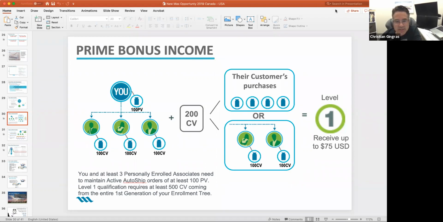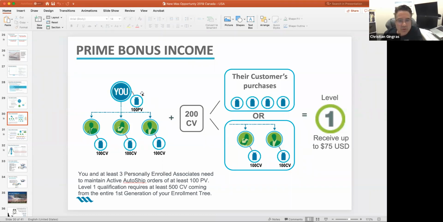When you start your business, the way you build it is by qualifying for prime level 1. To qualify for prime level 1, the company states that you need to have at least 3 people enrolled as an associate, and that they're consuming at least 100 CV. If you recall, that's the autoship qualification that we talked about at the beginning of this presentation with the compensation plan aspect.